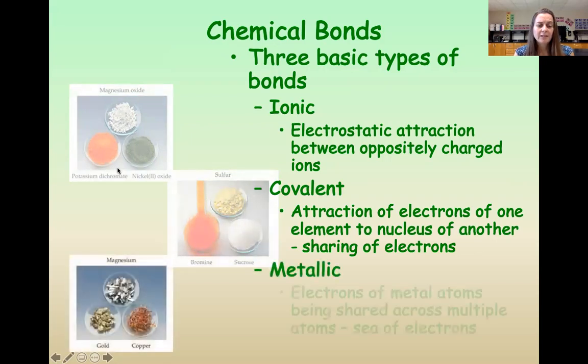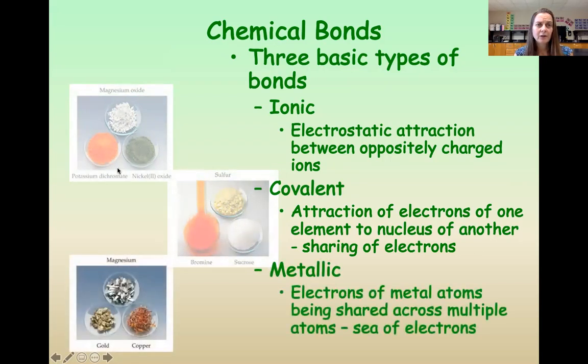And finally, we have metallic bonds. These are where multiple atoms share all of their electrons across all of the atoms. And we typically call this the sea of electrons. And the type of bonding very much influences the characteristics of the compounds.